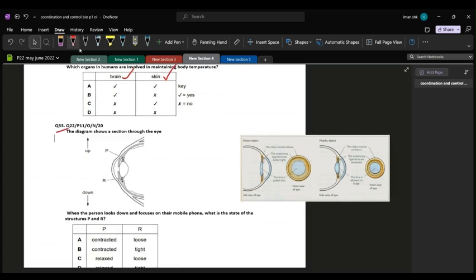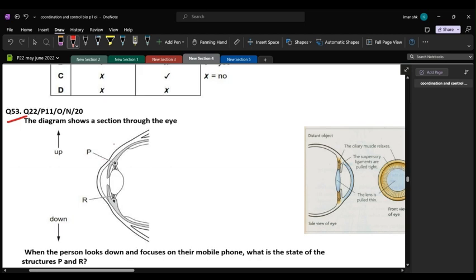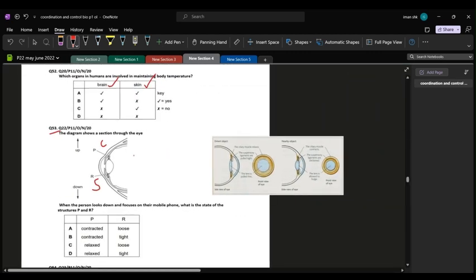Question 53. The diagram shows a section through the eye. When the person looks down and focuses on their mobile phone, what is the state of the structures P and R? So this is a question about accommodation reflex, and the person is looking at a nearby object. So what would happen to the structures P and R? P is your ciliary muscle and R is your suspensory ligaments. So would they contract or loosen up, or would they slacken? Remember, all these terms are the same. The examiner can ask you in different ways.